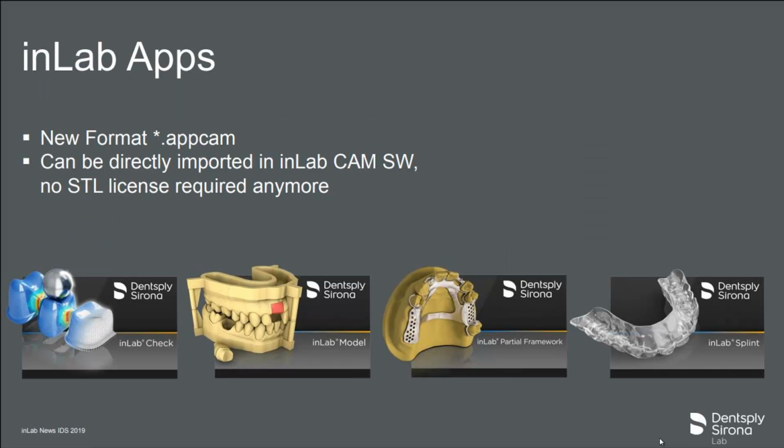For our inLab apps, we have a new format available now called .appcam, so it can be directly imported into the inLab CAM software. You don't need an STL license anymore, so that applies to the inLab model, inLab partial framework, and the inLab splint.